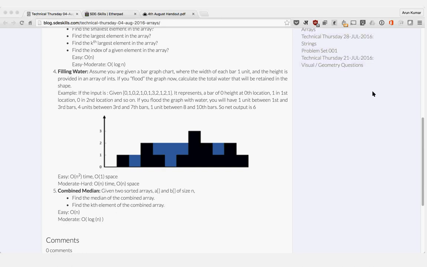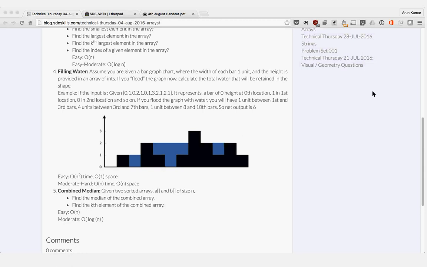Oh yes. Okay. So now for every slot we need two more numbers, max L and max R. Max L is the height of the highest bar to its left, and max R is the height of the highest bar to its right.